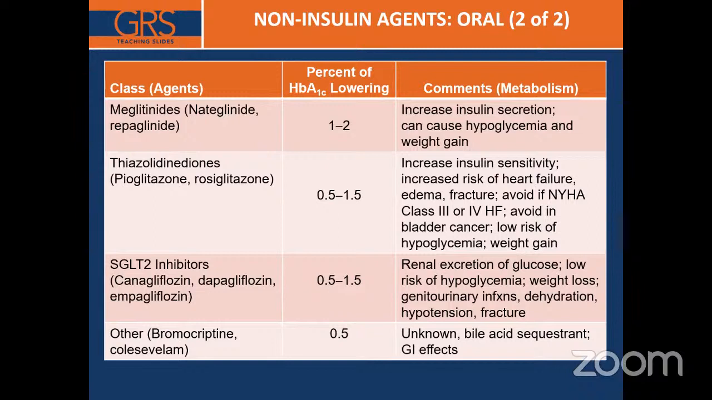Coming to SGLT2 inhibitors, the flozins, they cause renal excretion of glucose. They have a low risk of hypoglycemia, and they do help with weight loss. However, they can cause side effects like genitourinary infections, dehydration, hypotension, fracture, etc. Then we have others like bromocriptine and colesevelam. The mechanism is unknown. However, they are bile acid sequestrants, and they can have some GI side effects.